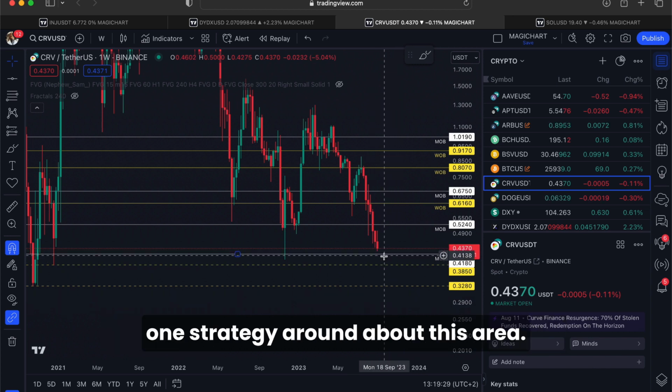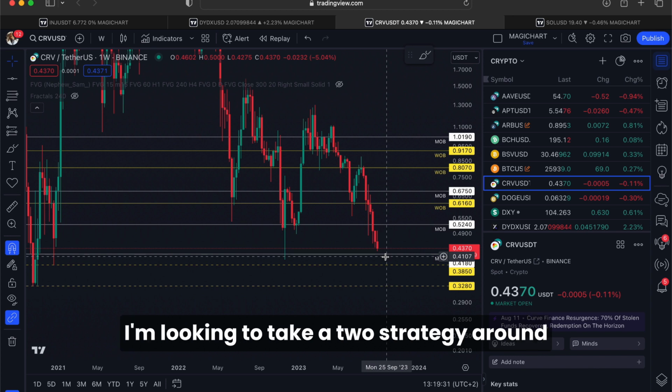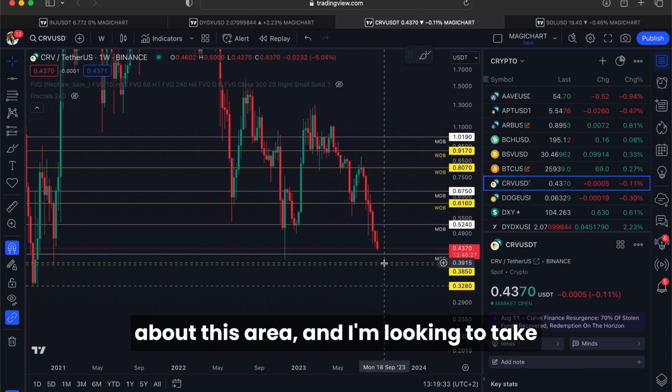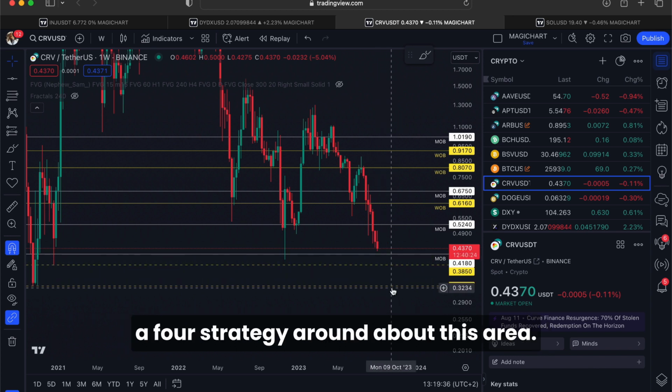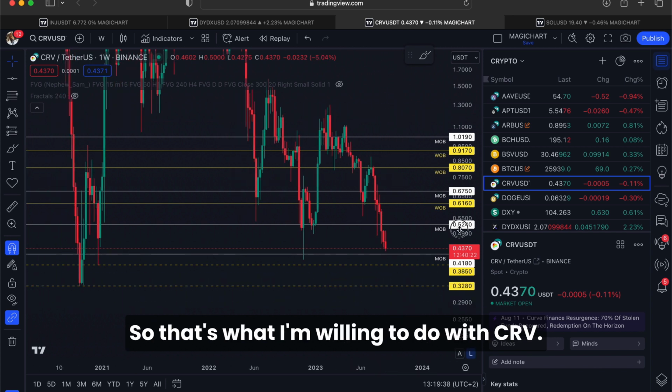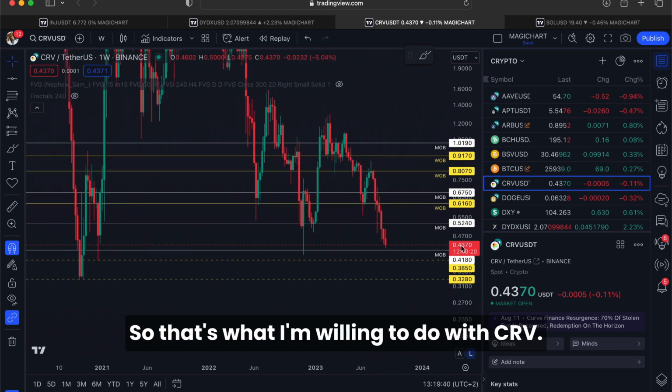So I'm looking to take a 1 strategy around about this area. I'm looking to take a 2 strategy around about this area. And I'm looking to take a 4 strategy around about this area. So that's what I'm willing to do with CRV.